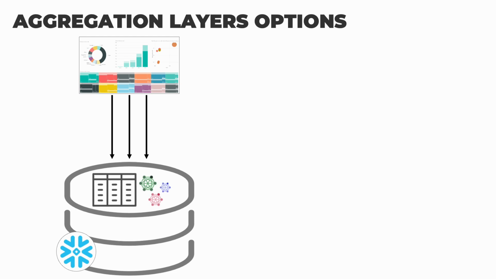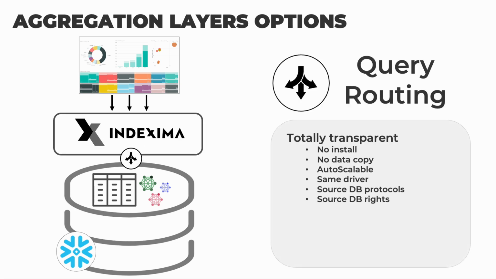Quite simply, you're going to change the address of your Snowflake inside your board to go through a proxy. A Snowflake proxy, the Indexima proxy. Indexima will slip between your Dataviz and your Snowflake to play the role of proxy, and above all, play the role of query engine, query routing. This operation is totally transparent. You just change a URL, that's all. No installation, no data copying. We use the same drivers, protocols, and rights. Everything is kept as if you were calling Snowflake directly, but you call Indexima, and Indexima calls Snowflake by putting itself between your Dataviz and your Snowflake.